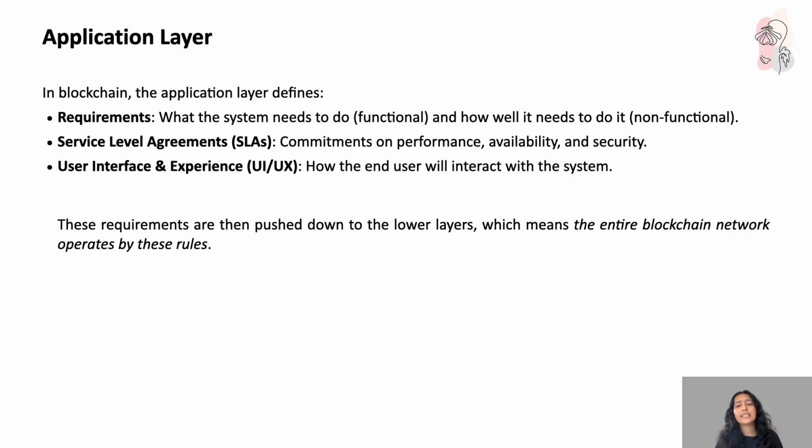And once we have all these set down, the application layer is going to percolate these down into the underlying layers, which means the entire blockchain network operates according to the rules that we set in the application layer: the SLAs, the functional and the non-functional requirements.